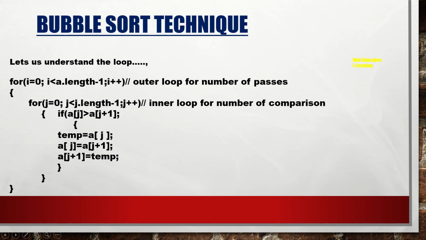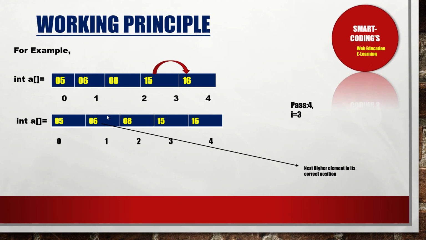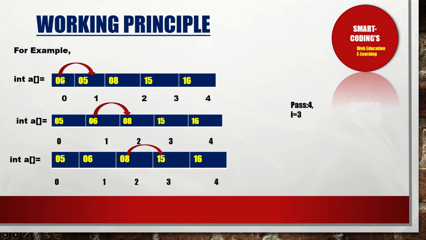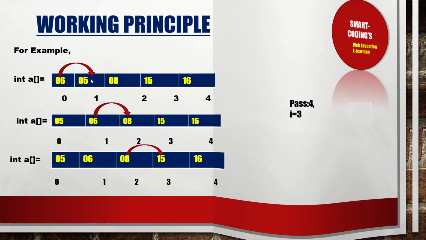That's why a.length, j < a.length - 1. Inside this comparison loop, we need to apply the logic here. We need to check if a[j] is greater than a[j+1]. Let's take this example: suppose a[j] is this one and a[j+1] is this. So a[j] is greater than a[j+1], so it will be swapped. That's all that is done over here.